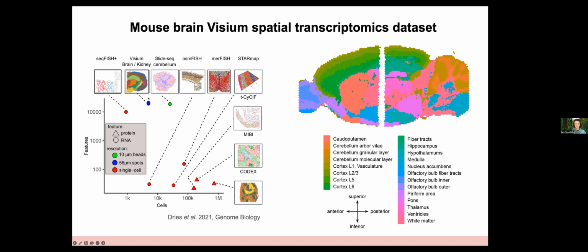The one I'm going to talk about today is Visium, which is from 10x Genomics. You can see here it has around 10,000 barcodes, and you get all the genes, the full transcriptome, as compared to other methods like MERFISH, where you get much fewer genes but a lot more cells. So that's the trade-off.